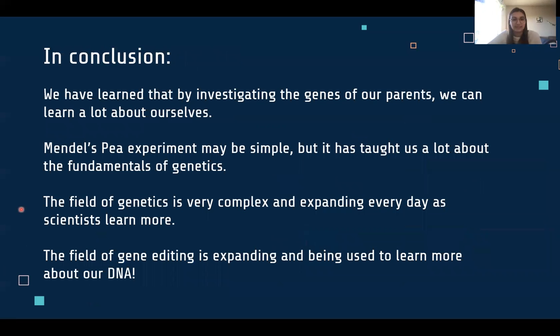In conclusion, we've learned a lot by investigating our parents' genes, and we can learn a lot about ourselves. Mendel's pea experiment may be simple, but it's taught us a lot about the fundamentals of genetics. The field of genetics is very complex, and it's ever expanding as we're learning more and more and expanding our technologies of how we can test these different genotypes.